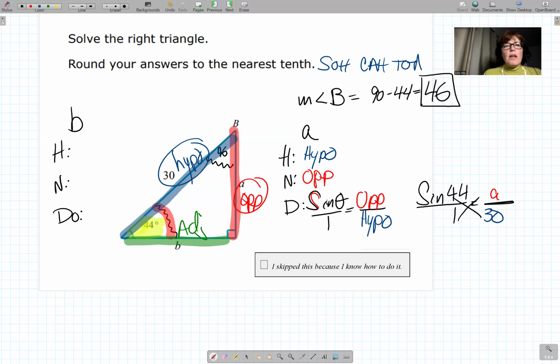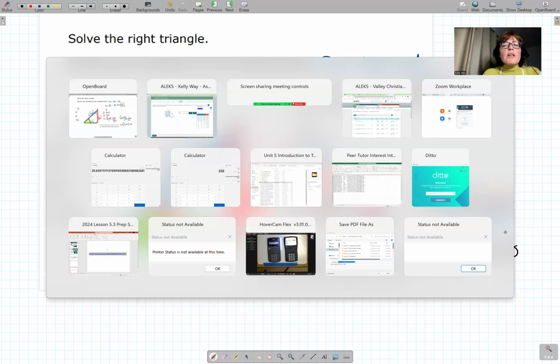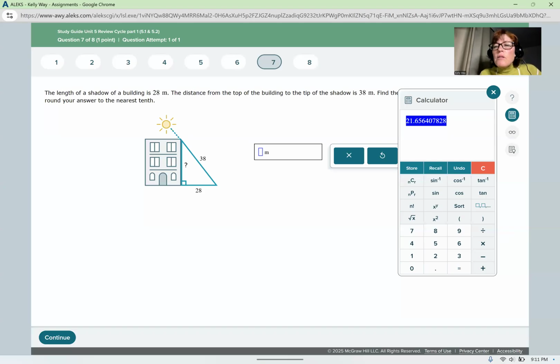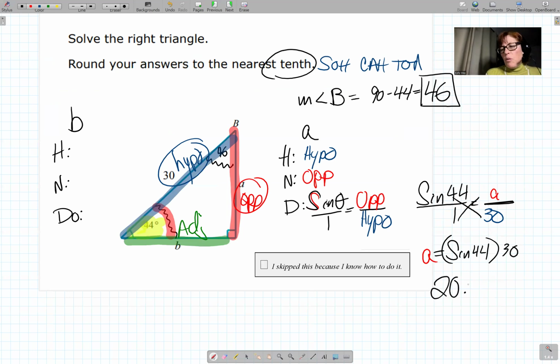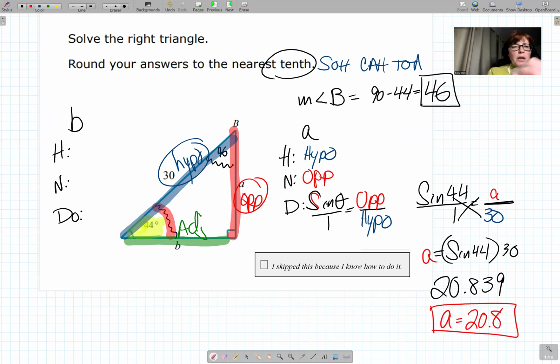We cross multiply, and A equals sine of 44 times 30. And if you were to use an ALEKS calculator, it would look like this. All right, we do sine of 44, hit the equal sign, and then times 30 equals, and we get 20.839. It wants us to round to the nearest tenth, so your A here is going to be 20.8.